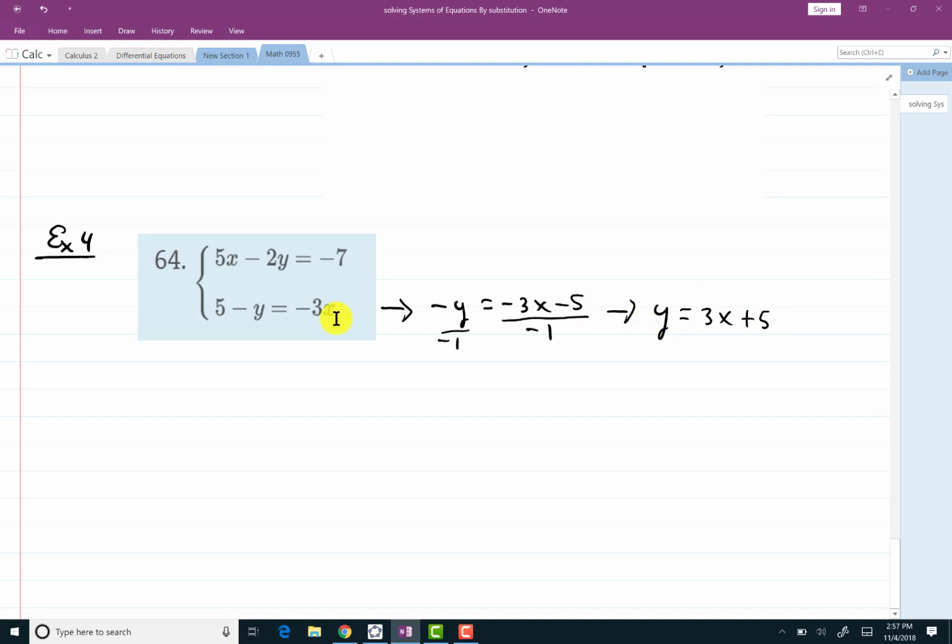This isn't the only way to do it. I could have done something like added y to both sides and then added 3x, and I would have ended up with the same thing. But now take that and plug it into the second equation. Actually, plug it into the first equation. So my 5x minus 2y equals negative 7 turns into 5x minus 2. And now let me go ahead and replace y with 3x plus 5.